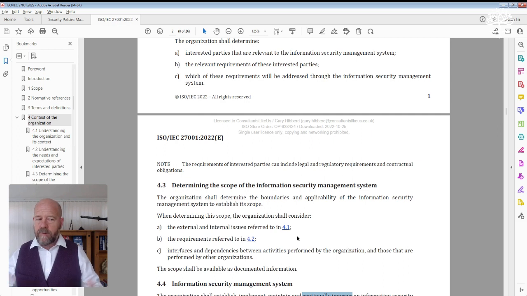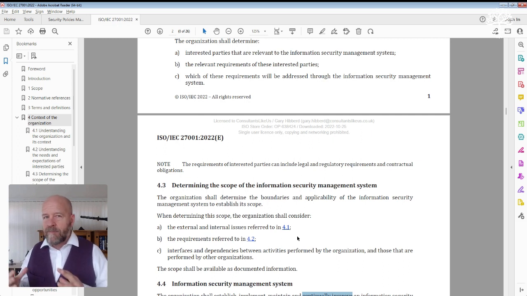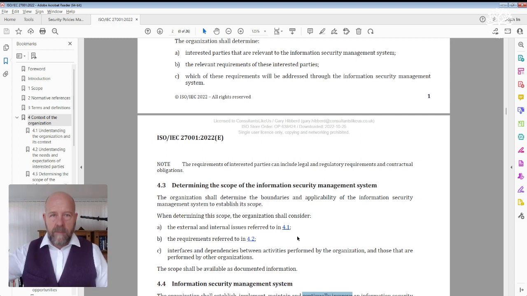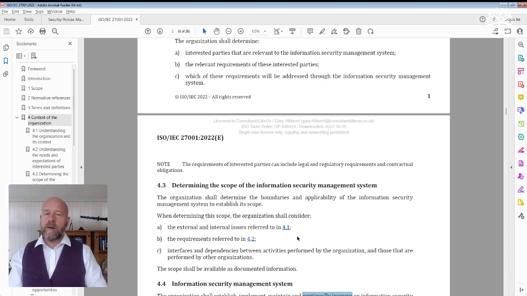You may decide, if you've got 10 offices, you may say, well, the main body of our operations are in this office and this office and this office. So for now, the scope is London, Manchester, and Edinburgh, for instance, if that's where you're located. And all the other locations, we'll put those out of scope for now. But it's important, because your scope, as I've said, will sit on your certificate.